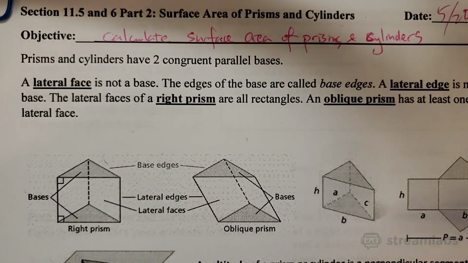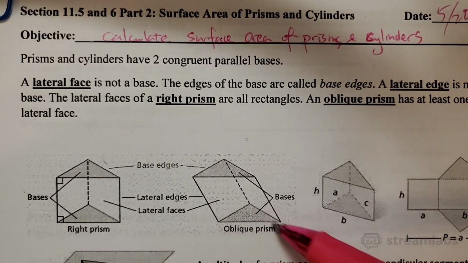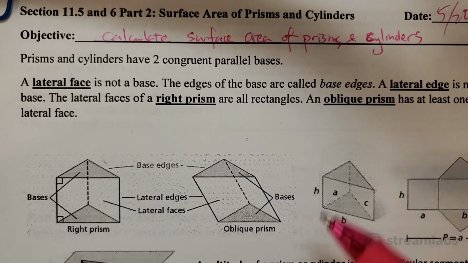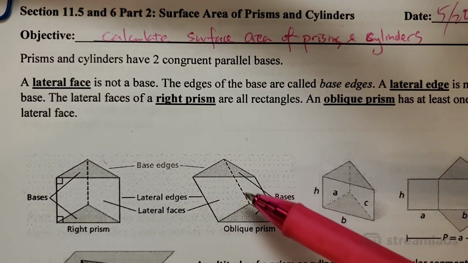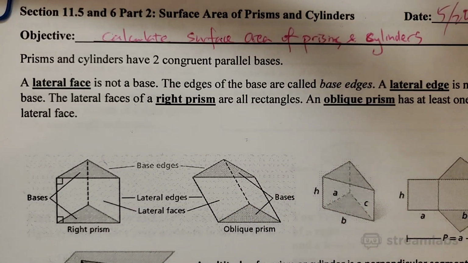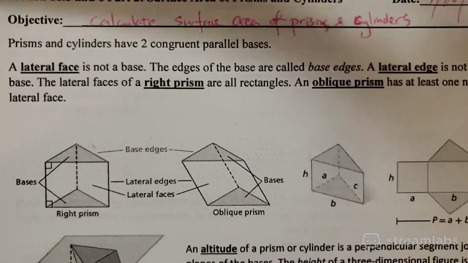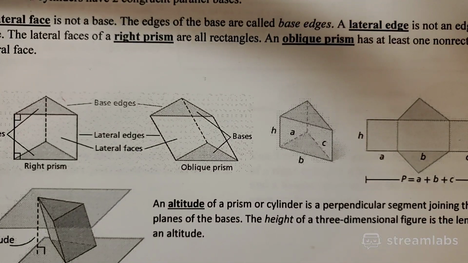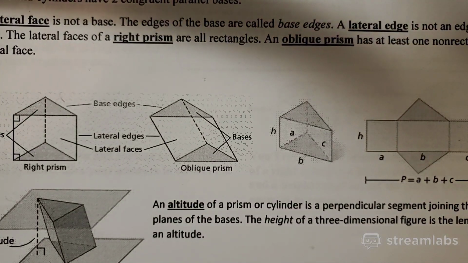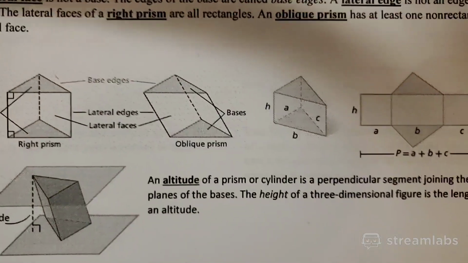If we're looking at an oblique prism, it's slanted. Then the bases are the same, but the lateral faces will obviously be different. But today we're not going to focus on oblique prisms. We're just going to focus on right prisms, because right prisms have more interesting things to look at.